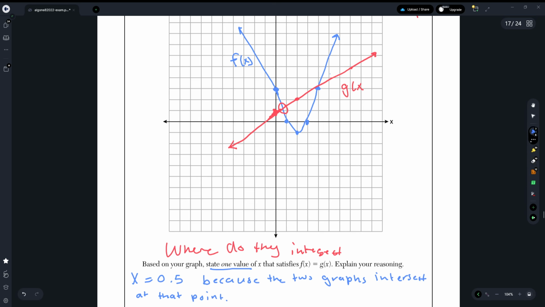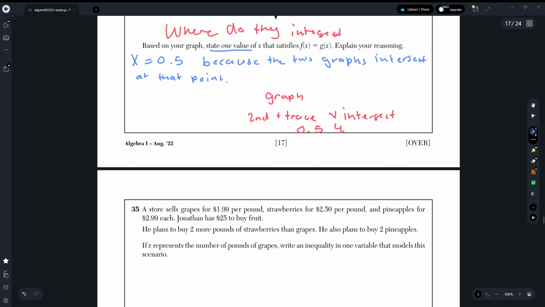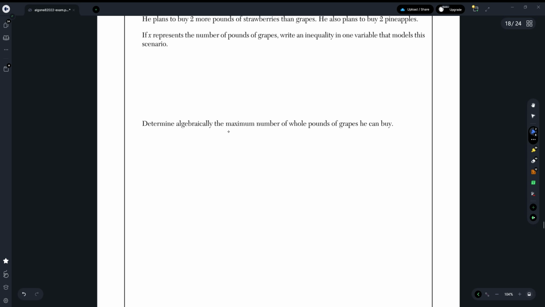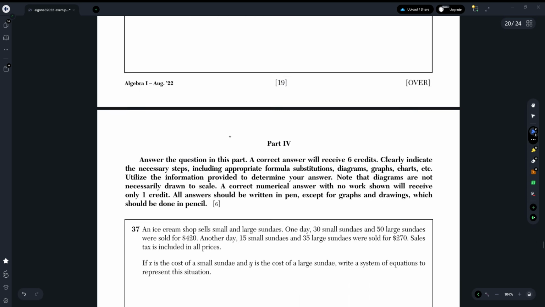Also, if you had a straight edge ruler, if you had graphed this neatly, you could have also seen that at 1, 2, 3, 4, they also intersected at this point. You could have just written down 4 instead of using your calculator, but I would advise you to use your calculator, go into trace and intersect and actually calculate it. Right, so 35, second to last question, I think. Never mind.